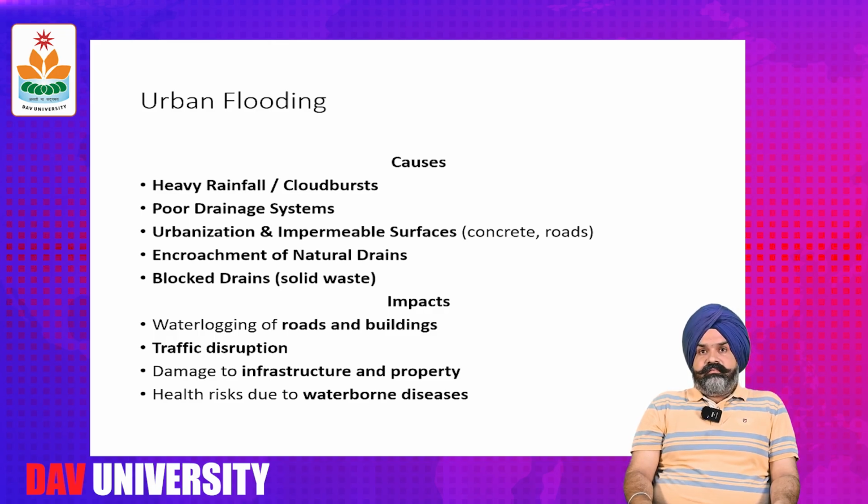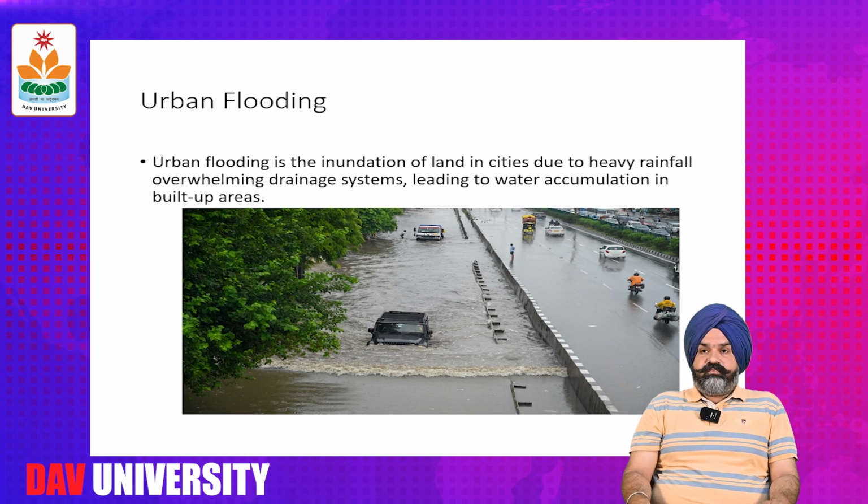There are many causes of urban flooding. Basically, heavy rainfall and cloudburst are the main cause, but parallelly, poor drainage systems are also a main cause. That is basically the root cause of urban flooding. The other causes are urbanization, encroachment of natural drains, and blocked drains. If we talk about the impacts of urban flooding, they are waterlogging on roads and buildings. You can see it in the last slide in this figure.